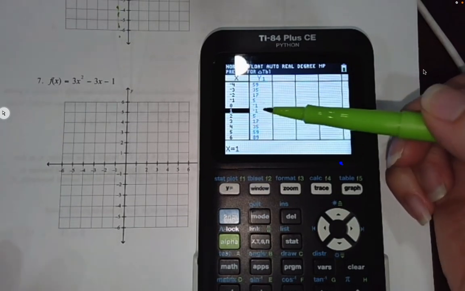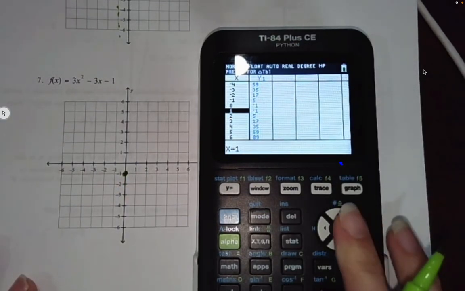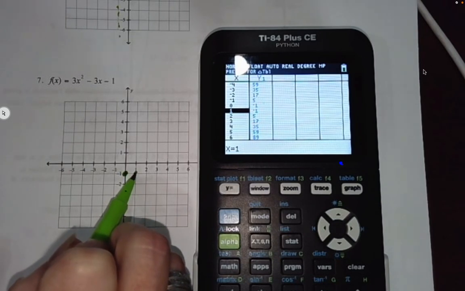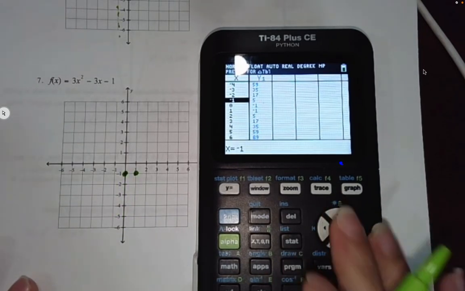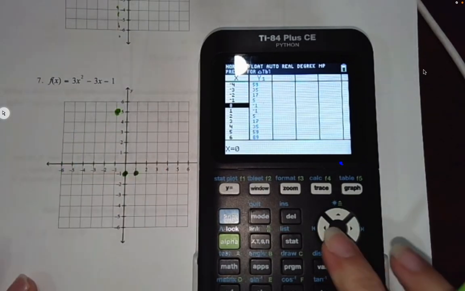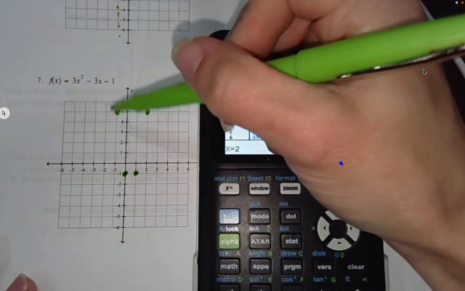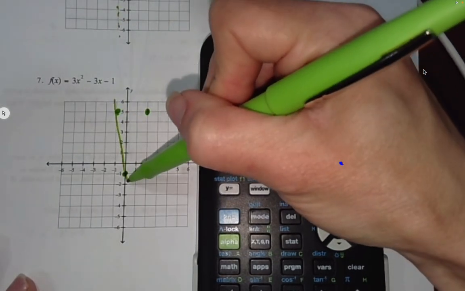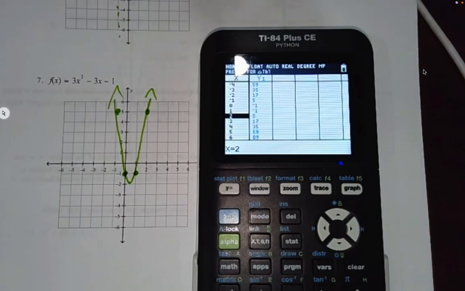So we'll just see. I'll pick over 0, down 1. Then over 1, down 1. But I need more than 2 points. So let me pick some more. I'll do -1, 5. And then I'll do 2, 5. Over 2 and up 5. All right, so it looks like it's going to be something like this. Are we okay with that? I don't really know how far down it goes. I'm going to have to find that.